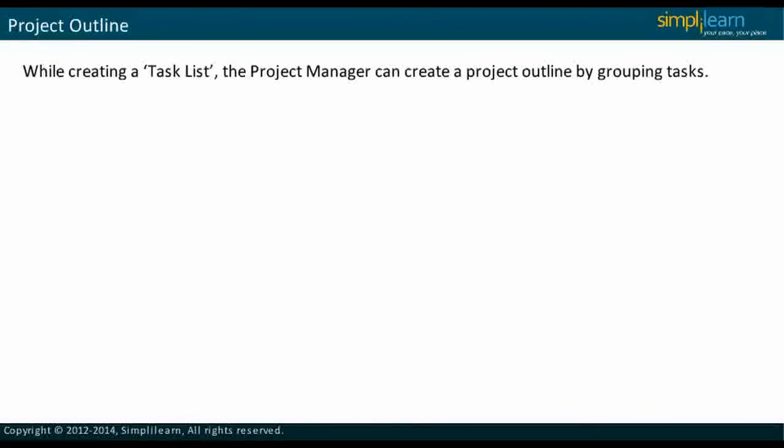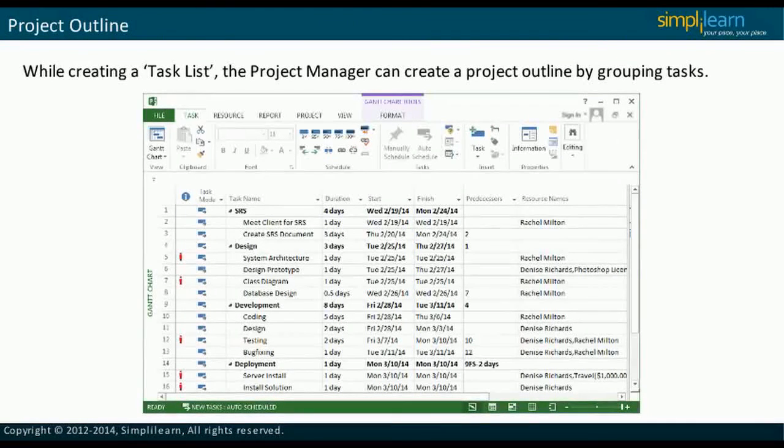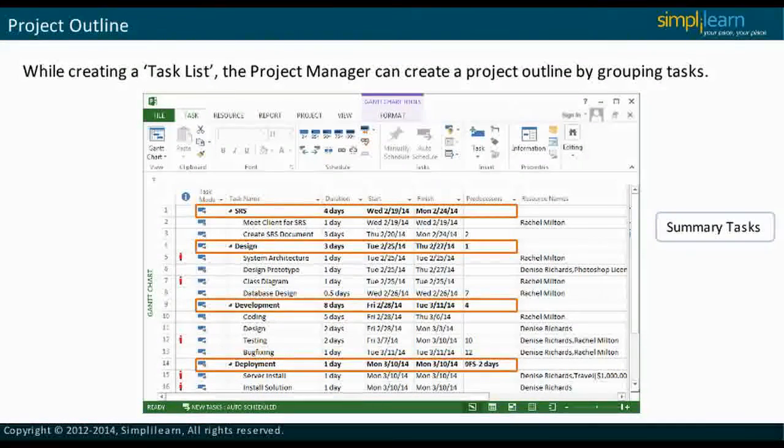While creating a task list, the project manager can create a project outline by grouping tasks. Tasks are grouped as summary tasks and subtasks. The screenshot of Software Development Project is displayed as an example on this slide. Related tasks are grouped under an appropriate title. This title is called a summary task. In Microsoft Project 2013, summary tasks are easily recognized as they are in bold.